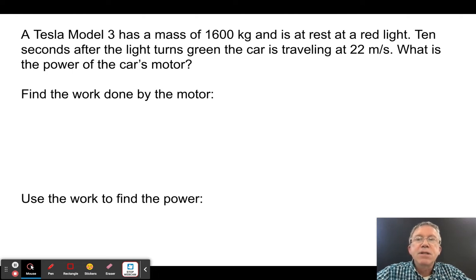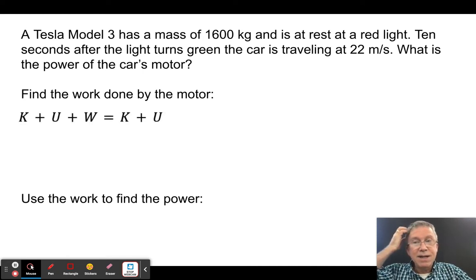So I looked this up. It turns out a Tesla Model 3, which is a pretty cool car, has a mass of 1,600 kilograms. That's mostly battery mass, it turns out. And let's just say it's at rest at a red light. 10 seconds after light turns green, that car is traveling 22 meters per second. It can really do that. What is the power of the car's motor in this case? Well, the first thing we got to do is figure out how much work was done by the motor.